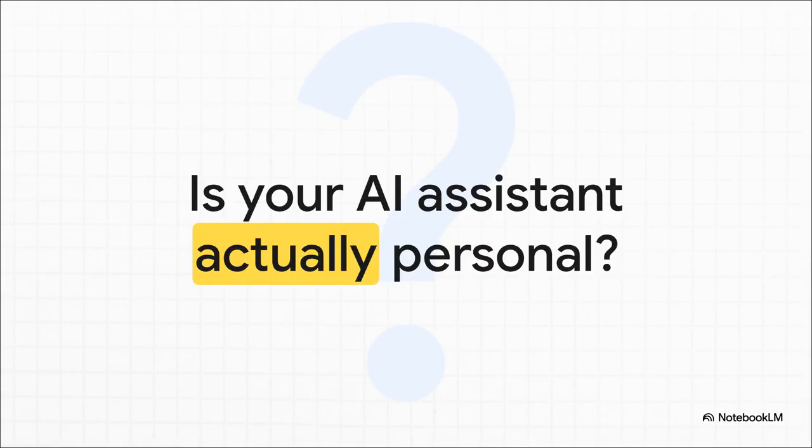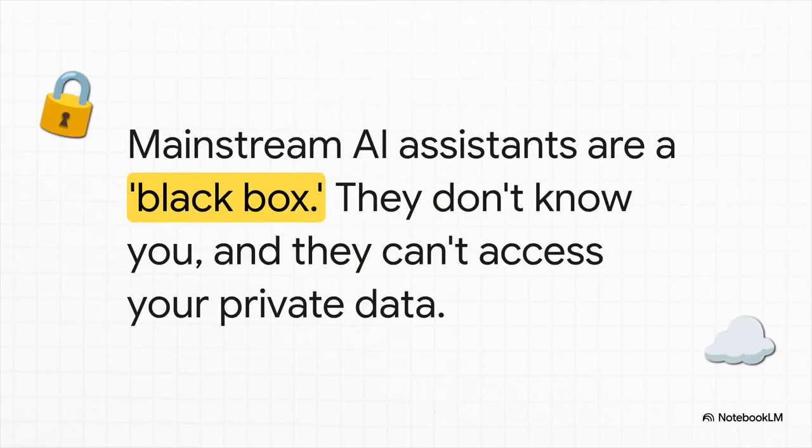I mean, think about it. The assistants we use every single day, they're fantastic at setting a timer or telling you the weather. But the moment you ask a question that needs real personal context, something like, hey, can you summarize my notes from yesterday's big meeting? They just hit a wall. There's this huge fundamental disconnect. And here's the reason why.